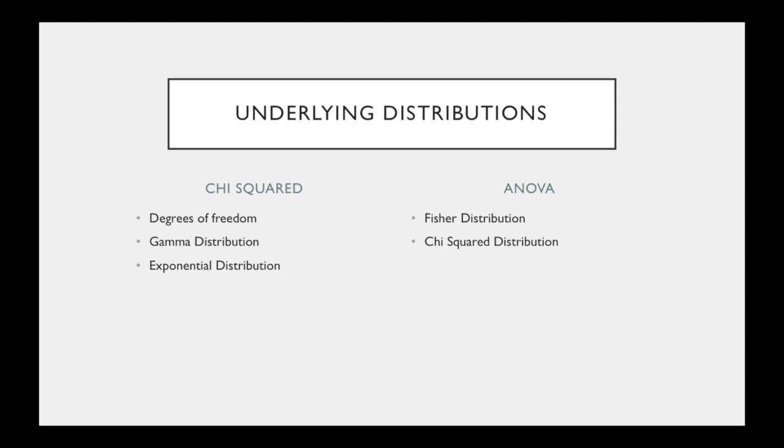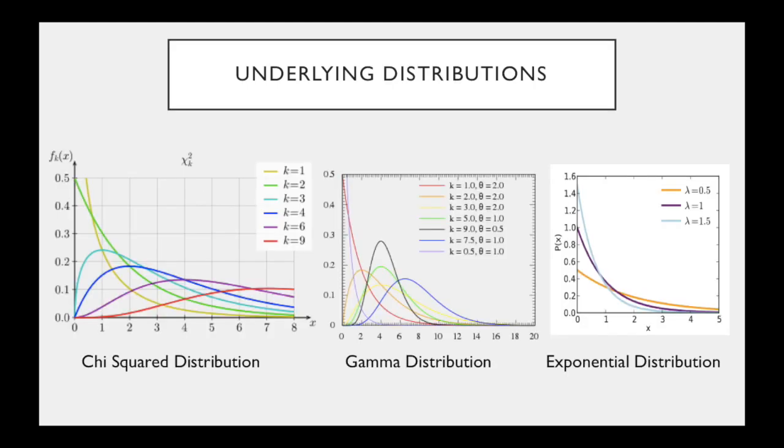ANOVA uses the Fisher distribution, also known as the F distribution. An underlying distribution that can be seen within the Fisher distribution is the chi-square distribution, and from that you can also see the gamma distribution as well. As seen in the graphs, there are similarities between all three of them because they are derived from this graph, the one in the middle, the gamma distribution.